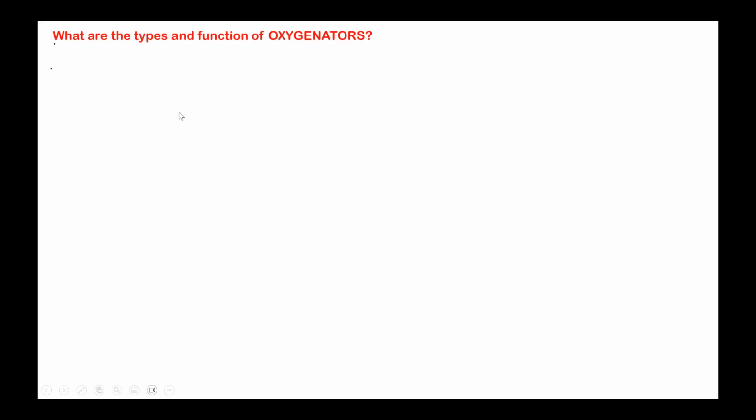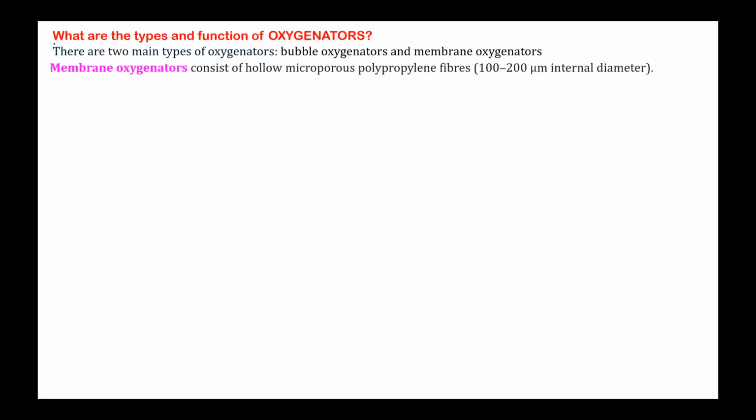What are the functions and types of oxygenator? Bubble and membrane oxygenator. There are two main types of oxygenators, bubble and membrane. Which one is more commonly used nowadays? Membrane oxygenator.